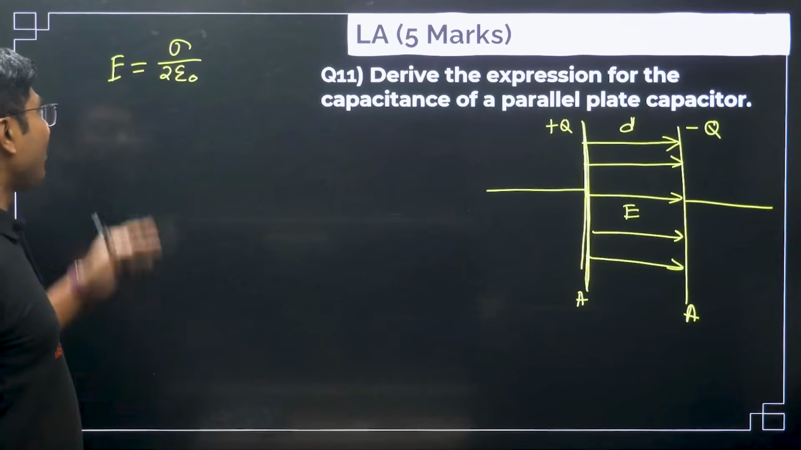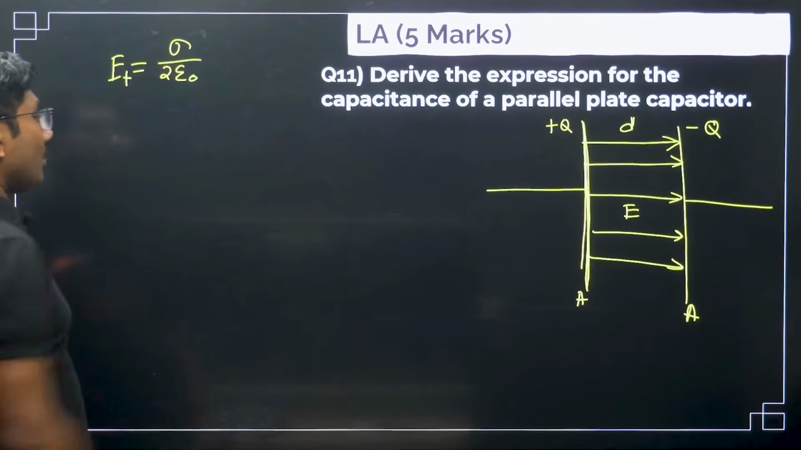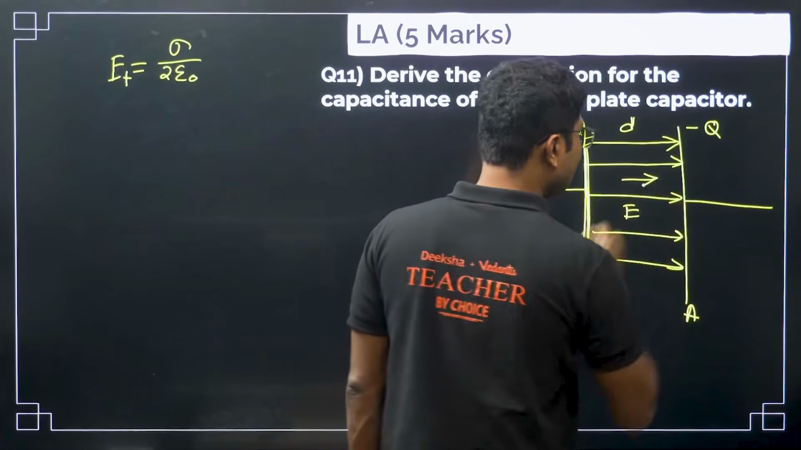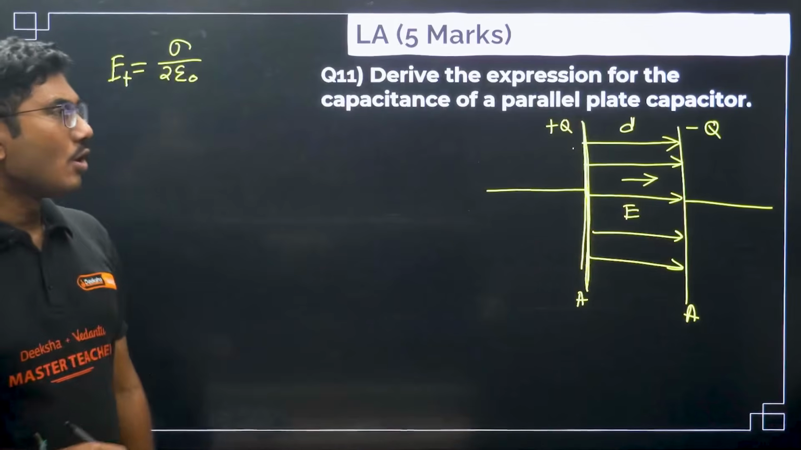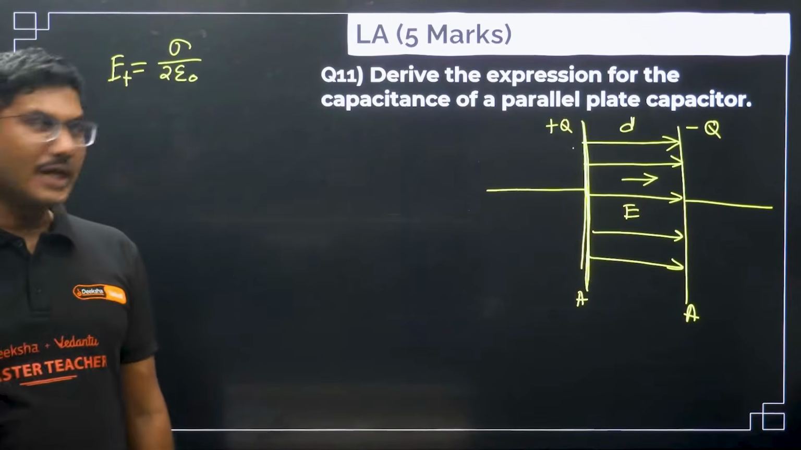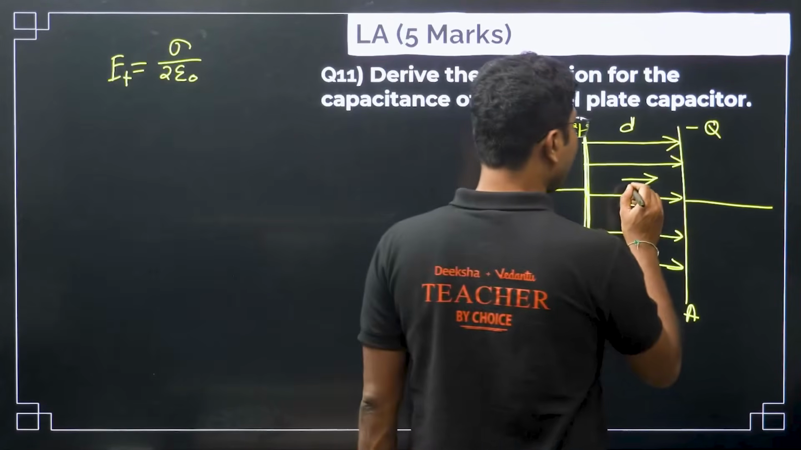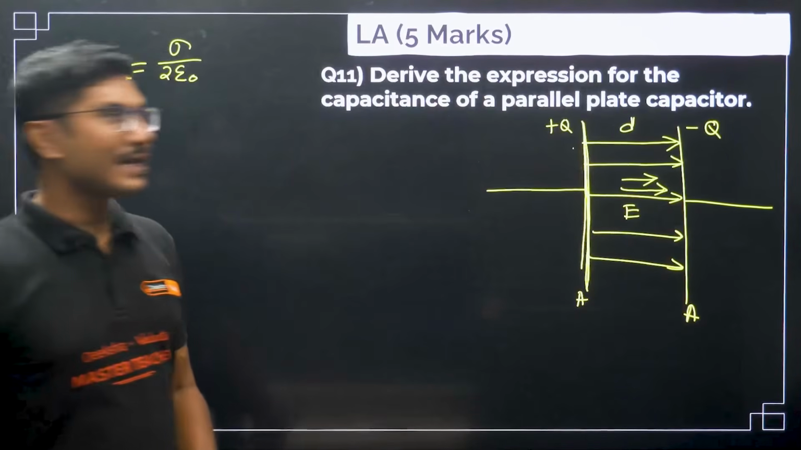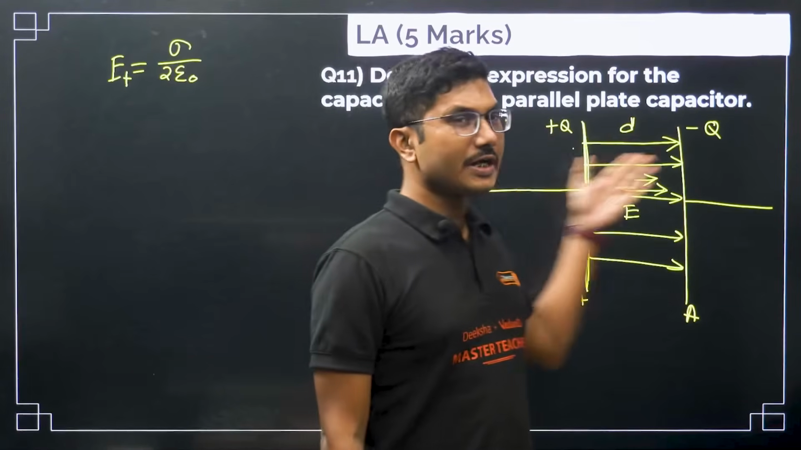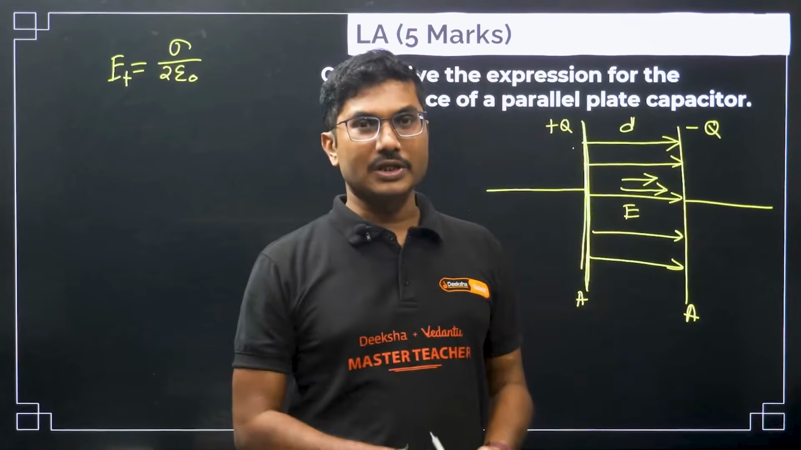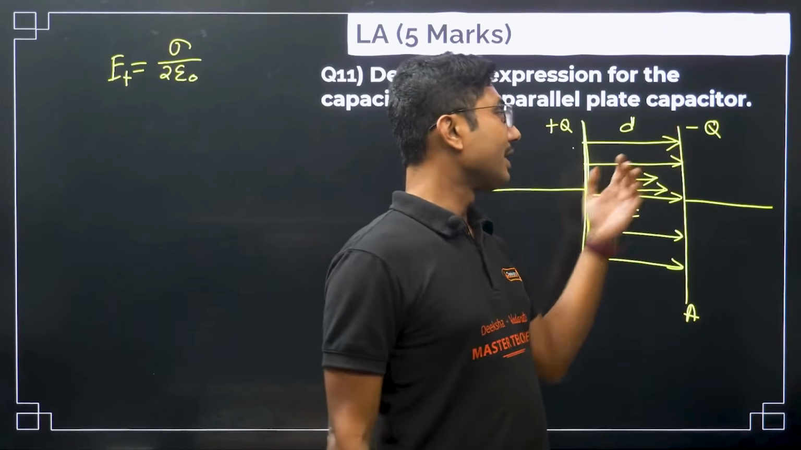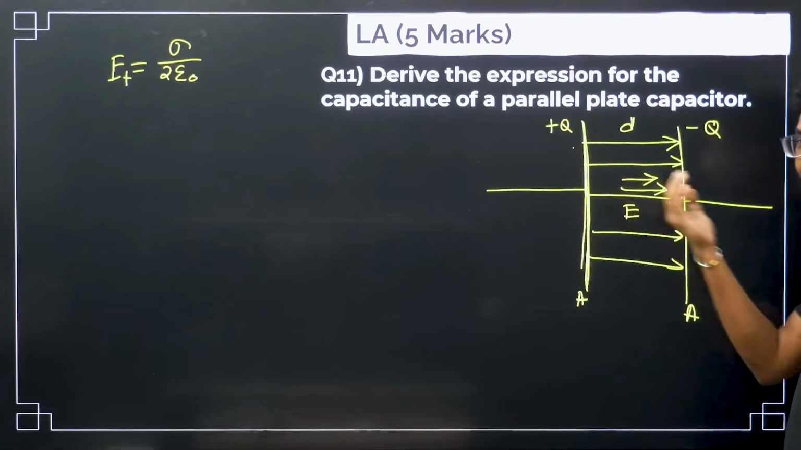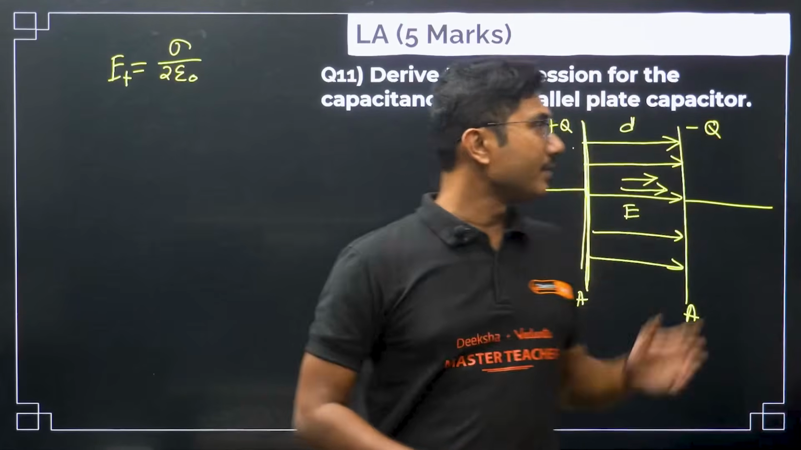Now this is for the positive charge. What is the direction? The direction of the electric field due to the positive charge is in this direction. What is the electric field due to the negative charge? The negative charge will also have the same magnitude and in fact the same direction. Electric field due to a positive charge is always away from the charge. Electric field due to a negative charge is always towards the charge.